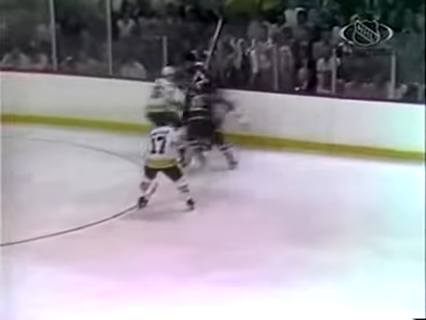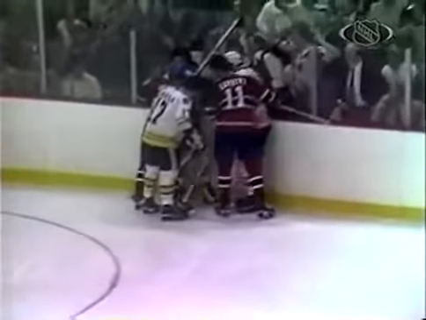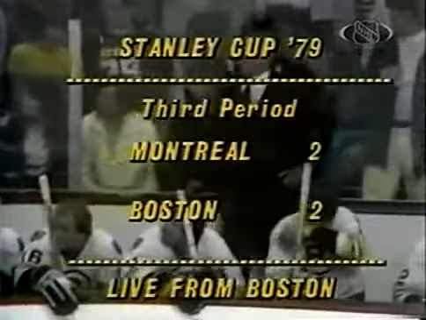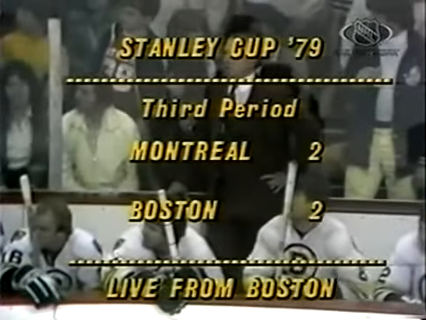Here's Trombley on the boards against Miller. Milbury and Lambert moved in. We get a stoppage in play with the score, Montreal 2, Boston 2. This is Stanley Cup 79.